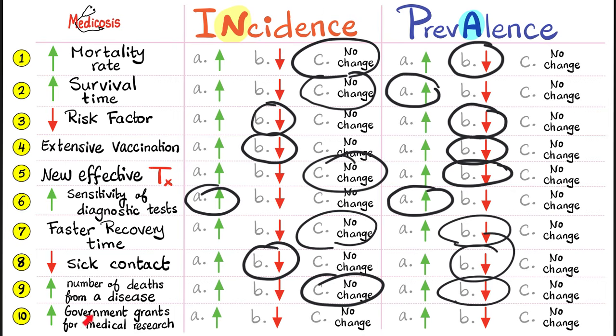Next, more money from the government for more medical research. Ha ha ha ha. When did that solve anything? No change for the incidence and no change for the prevalence.